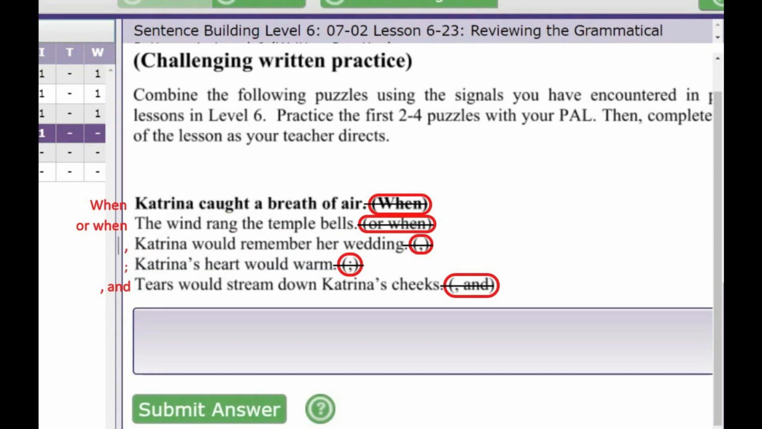Next, delete any repeated words in the signal sentences and replace them with a pronoun when necessary. In this example, we delete Katrina from the second signal sentence and replace it with the pronoun she. We also will delete Katrina from the third and fourth signal sentences and replace it with the pronoun her.